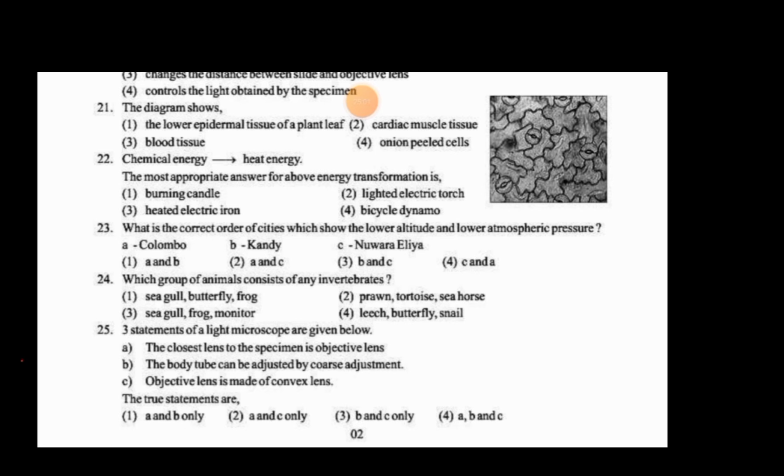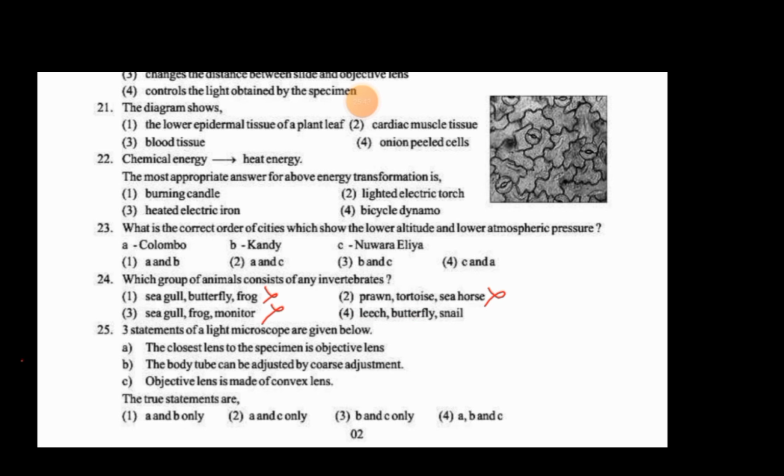Under vertebrates, fish, right? It's called pisces, fish. Then amphibians, like frogs, toads, then reptilians, right? Mammals and aves, that means birds, they have a vertebral column. So they come under vertebrates. Now seagull, butterfly, frog. Seagull, it's a bird, so it's not an invertebrate. Prawn, tortoise means it's a reptile. So the answer should be the fourth answer, leech, butterfly, snail.